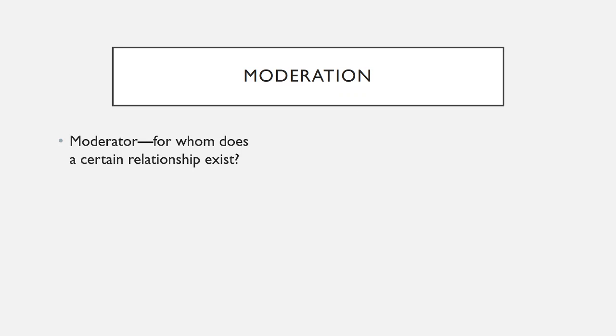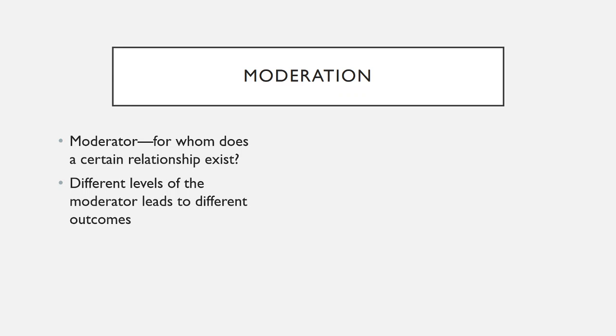So if we're thinking that there's a moderation and we're wondering for whom a certain correlational relationship exists, you would predict to see different levels of the moderator lead to different outcomes. More strictly speaking, different levels of the moderator lead to different strengths of correlation.